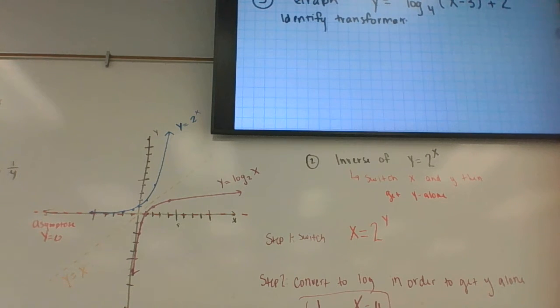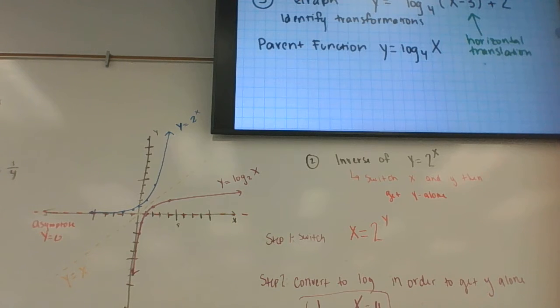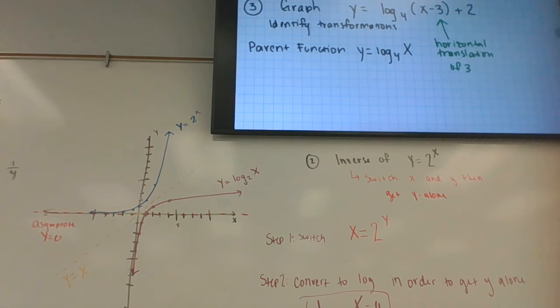So you want to identify the transformations. Yep. So the parent function would be the base 4, right? And so this transformation would be a horizontal translation of 3, positive 3. And a vertical translation of 2.